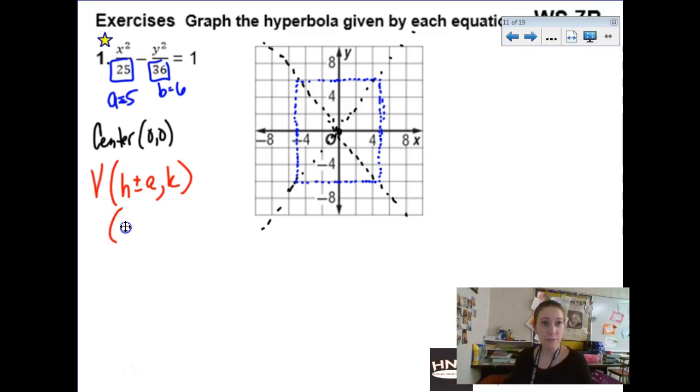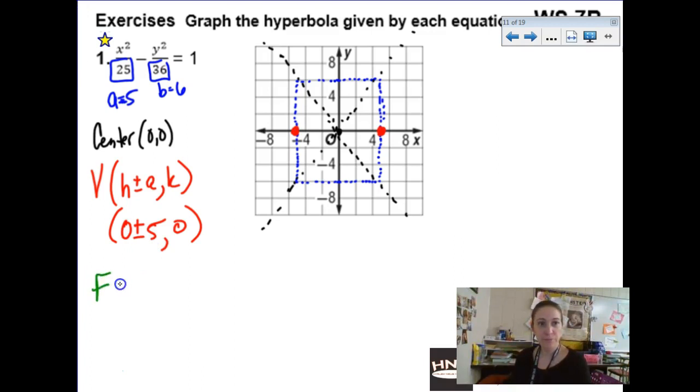So for us, that would be 0 plus and minus 5 comma 0. So that would be at 5, 0, negative 5, 0. So, ba-boom, we're here, and we're here. We already knew that because we plotted the auxiliary box. And then lastly, well, 2 more things.